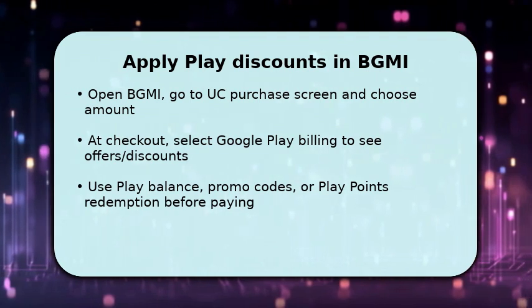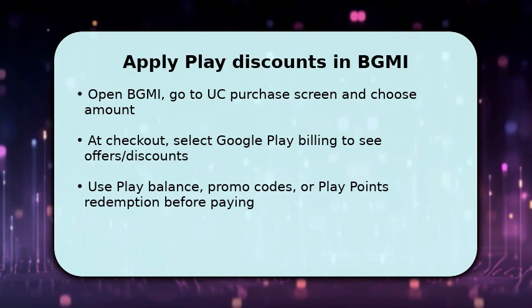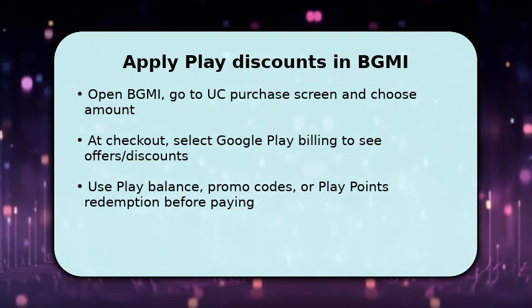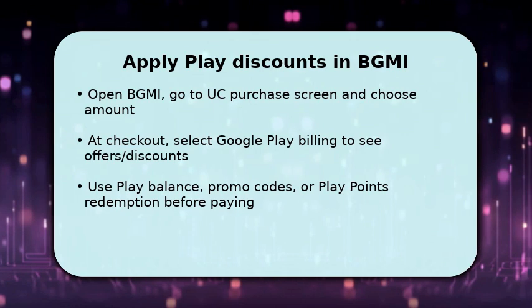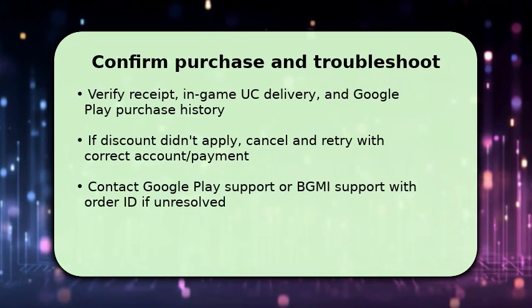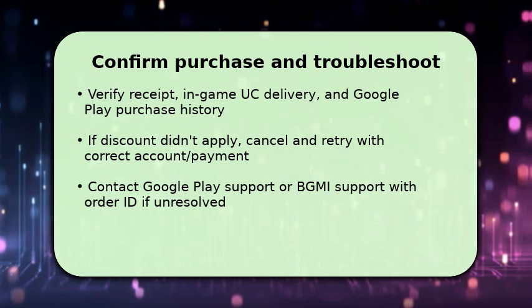Pay attention to any checkboxes for coupons or subscriptions. Selecting them applies the discount. If multiple discounts exist, Google Play prioritizes balance and valid promo codes first. Finish by confirming the Google Play receipt and watching UC appear in your Bgmi inventory. Check Play purchase history for the transaction ID.